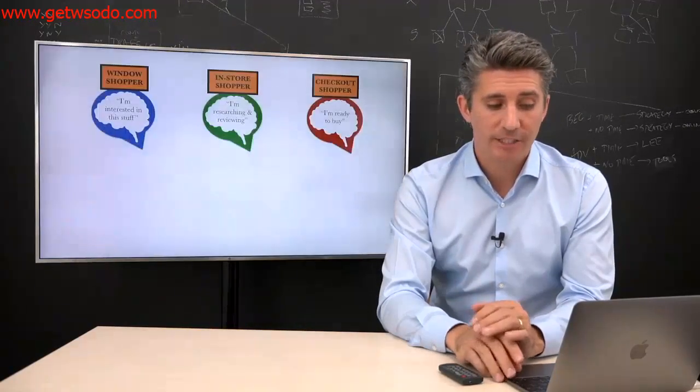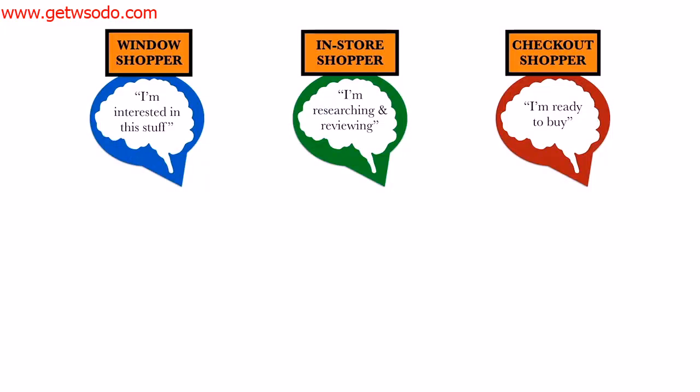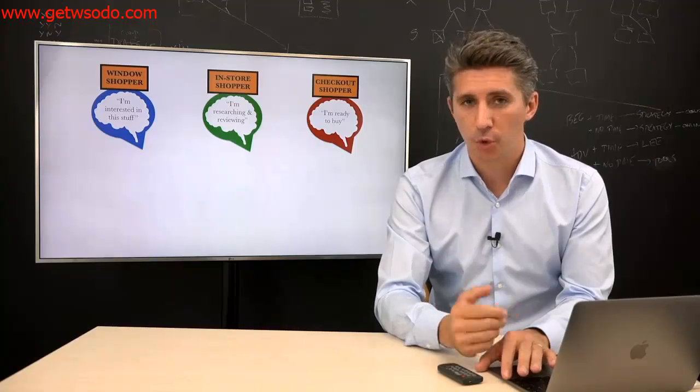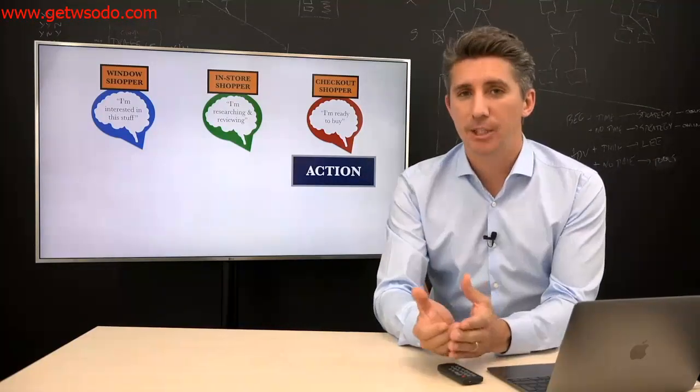Okay, so in the previous section, we talked about window shoppers, in-store shoppers, and checkout shoppers, and understanding their mindset, where they're at in the buying cycle, so we know how we would interact with them in a bricks and mortar store, which is pretty much the same way as we need to interact with them online. Now, if we wanted to talk to checkout shoppers, we need to make sure we do everything in our power to get them to take some sort of action.